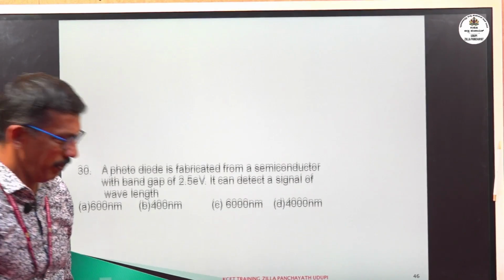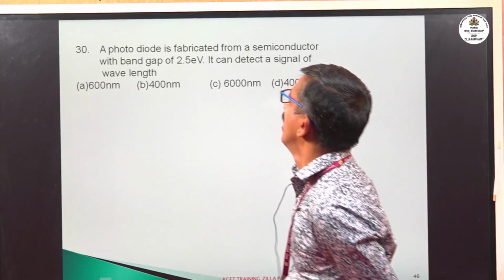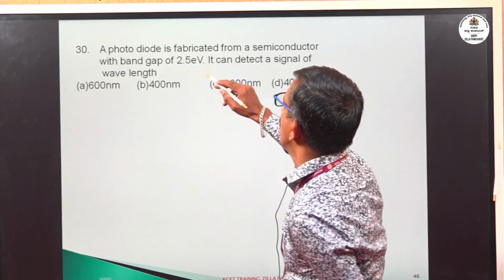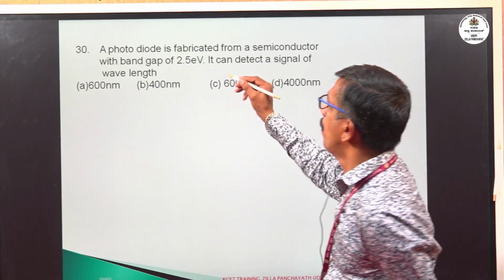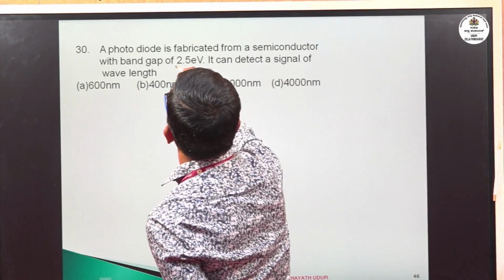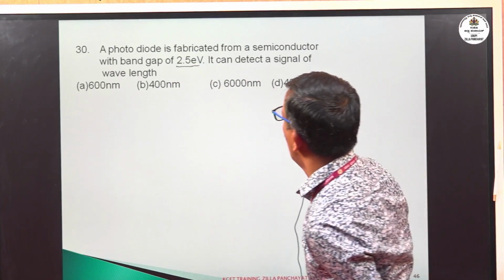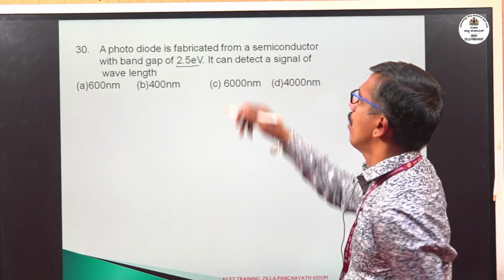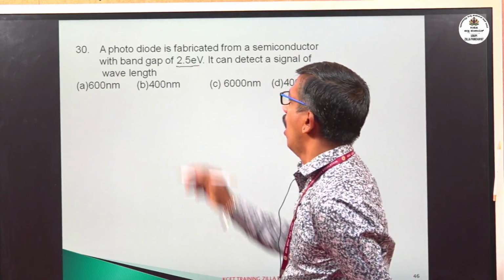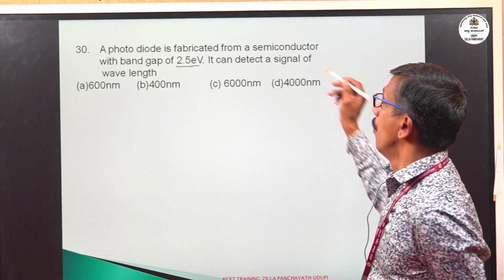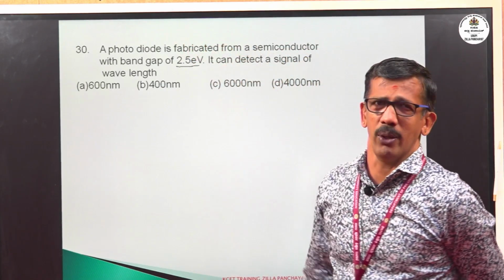Question number 30. In this question we have a photodiode fabricated from a semiconductor with a band gap of 2.5 electron volt. Energy gap is given as 2.5 electron volt. It can detect a signal of wavelength... We want to calculate which signal out of these 4 wavelengths is detected by the photodiode.